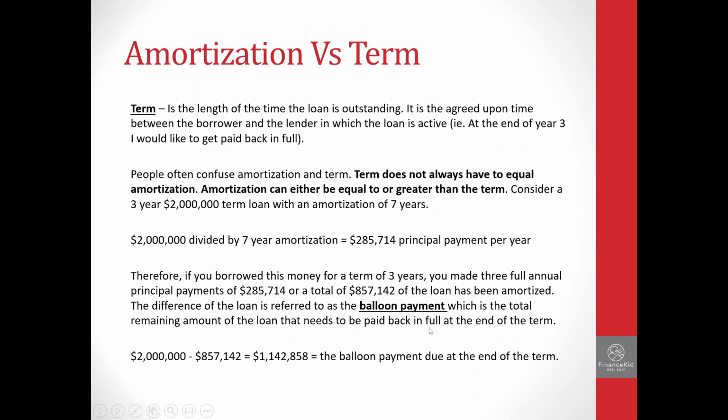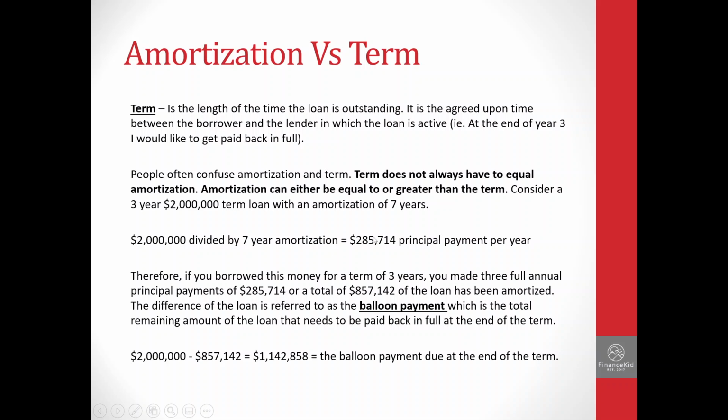So just to give you a good example here, consider a $2 million term loan. I'm amortizing that $2 million over 7 years. Therefore, I'm taking $2 million divided by 7, so every single year the loan gets paid down by $285,714. So that's the principal loan amortization pay down every single year. Now, if the term of the loan is 3 years, that means for the next 3 years, the loan gets amortized at a rate of 7 years, or $285K.